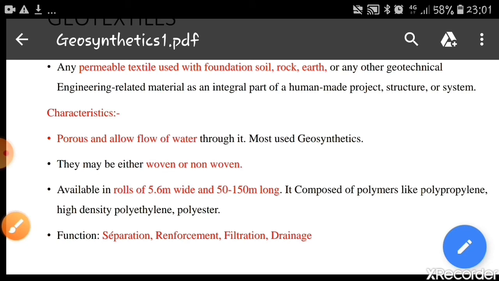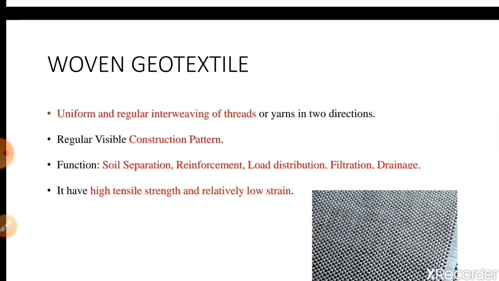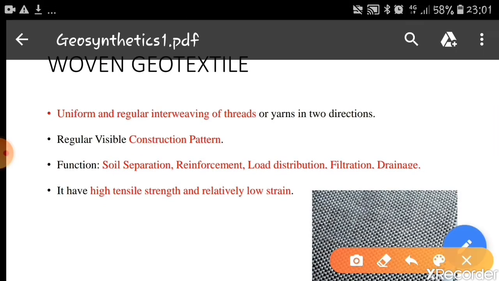As I've told you, these are manufactured either woven or non-woven. So let us see what is meant by woven geotextiles. Woven geotextiles are nothing but uniform and regular interweaving of threads or yarns in two directions. You can see the sketch here. They are uniform in nature. They are properly woven in both the directions. Here you can see a regular visible construction pattern.